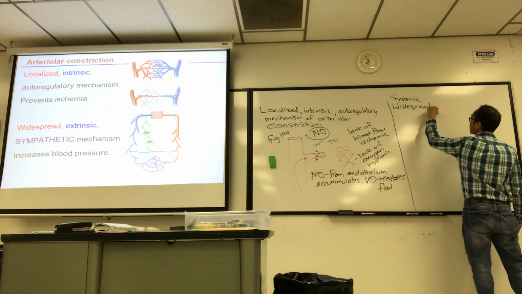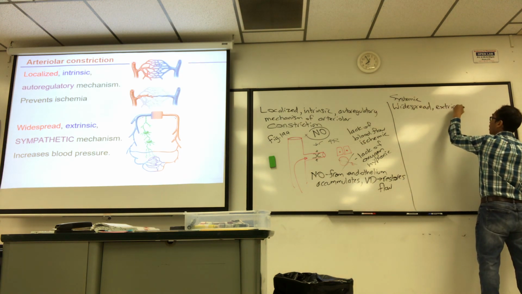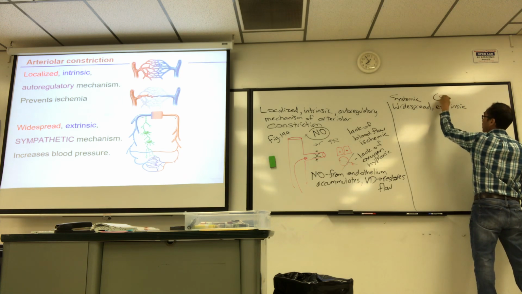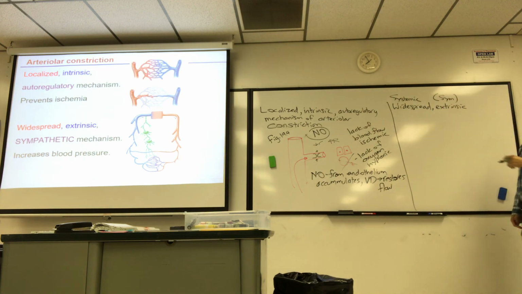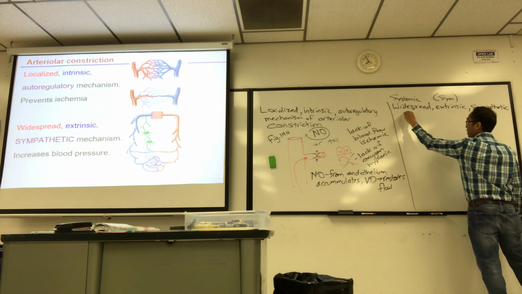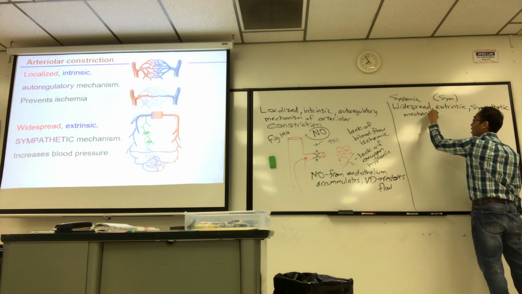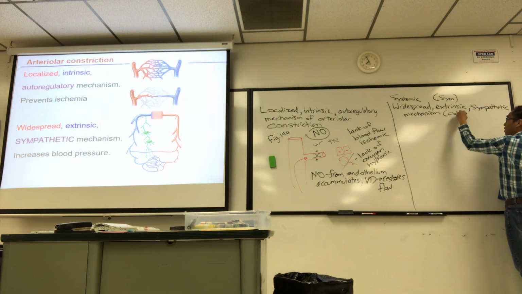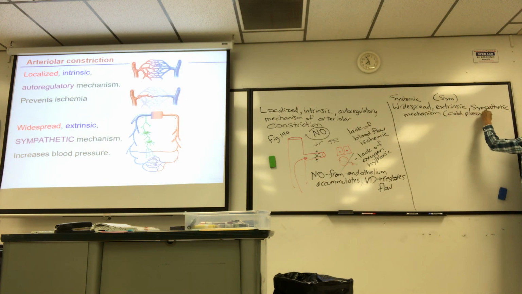Extrinsic, because it's a sympathetic response, SYM. So sympathetic efferents are going to innervate blood vessels. So the sympathetic mechanism that I just talked about. In the lab, it's the cold pressure test. You know, what happens when you're under a lot of pain? What happens when you're really scared and have a fight or flight response? What does that do?